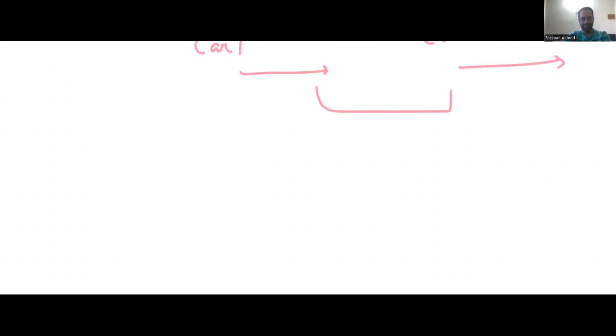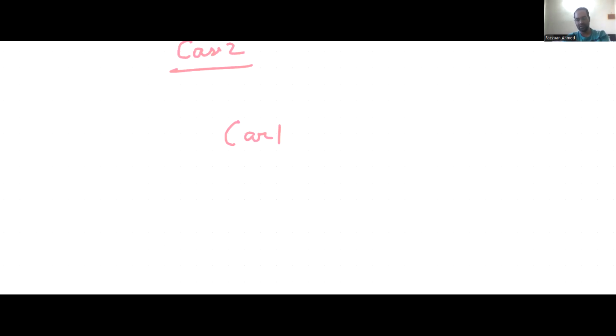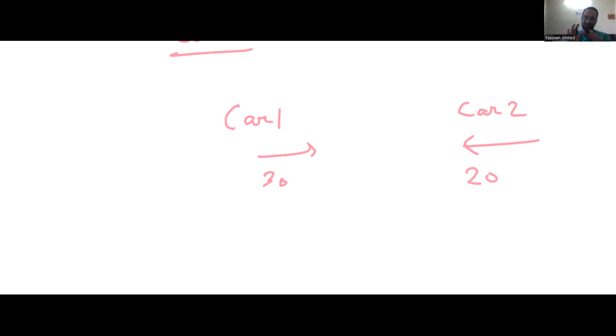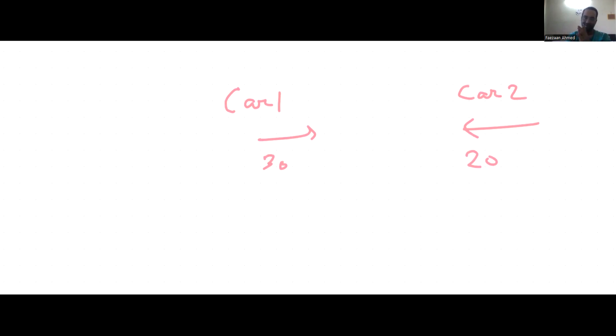We'll move to the next case. The next case is, if I have the same two cars, car one, car two, but instead of moving in the same direction, they are actually moving in the opposite direction. So if I tell you that the distance between them is 50, how much time will they take to meet? That is the question that will be interesting to understand. For these types of questions, this distance should be known to you, and let's say it is 50.